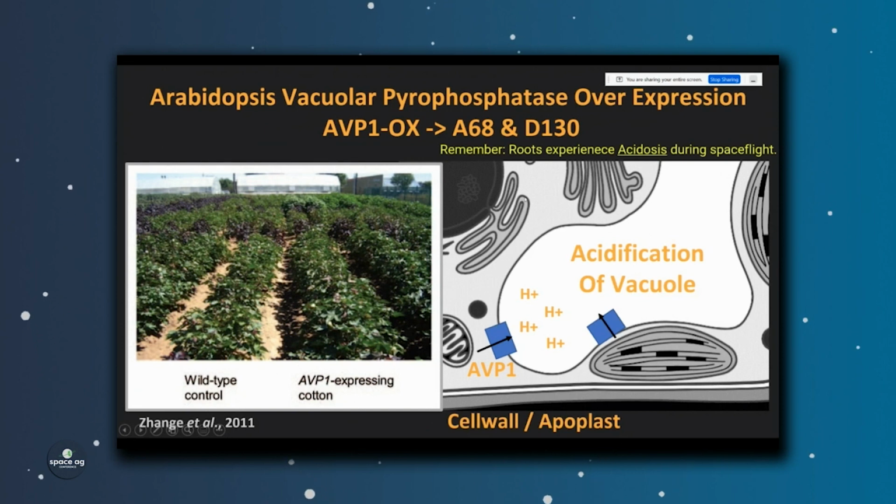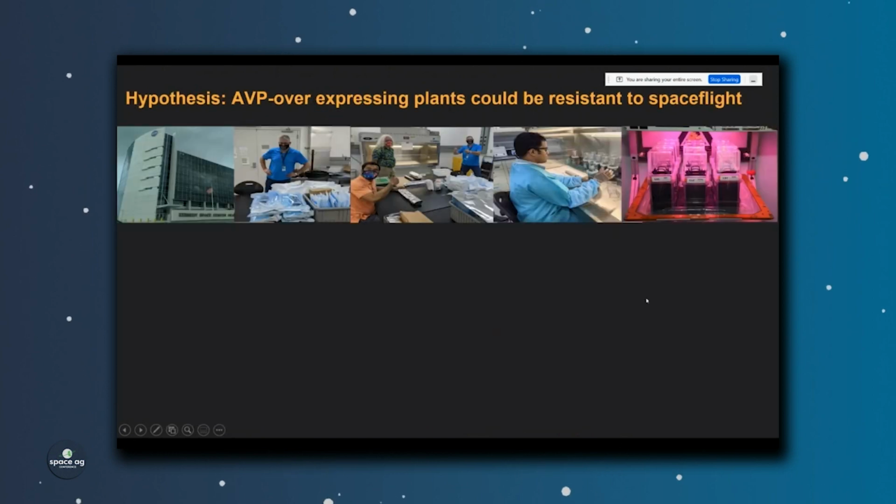But remember, when we looked at the Arabidopsis in the space-like environments, we realized its roots were experiencing acidosis. So maybe that lactic acid is producing protons that are being harmful to the plant. So what if we were able to transfer them into the vacuole? And how could this affect plants in the space-like environment? Well, these were the questions that we wanted to ask.